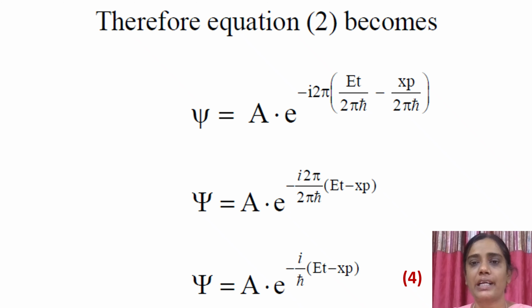We see within the bracket term, in the denominator, we have 2 pi h cross as a common term. So that common term is taken out of the bracket and the equation is written as a e power minus i 2 pi by 2 pi h cross. Within the bracket now we have Et minus xp only. Then 2 pi in the numerator and 2 pi in the denominator get cancelled. So the psi equation becomes psi is equal to a e power minus i by h cross (Et minus xp).